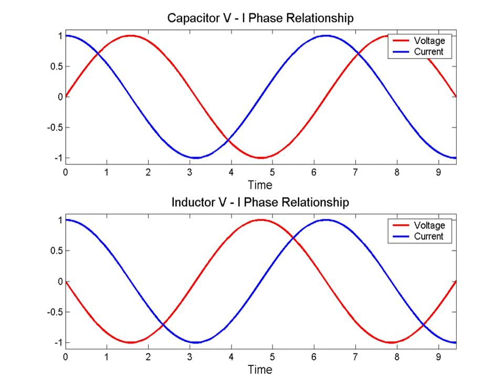In both cases, for an applied sinusoidal voltage, the resulting current is also sinusoidal, but in quadrature, 90 degrees out of phase with the voltage. However, the phases have opposite signs. In an inductor, the current is lagging, in a capacitor the current is leading.